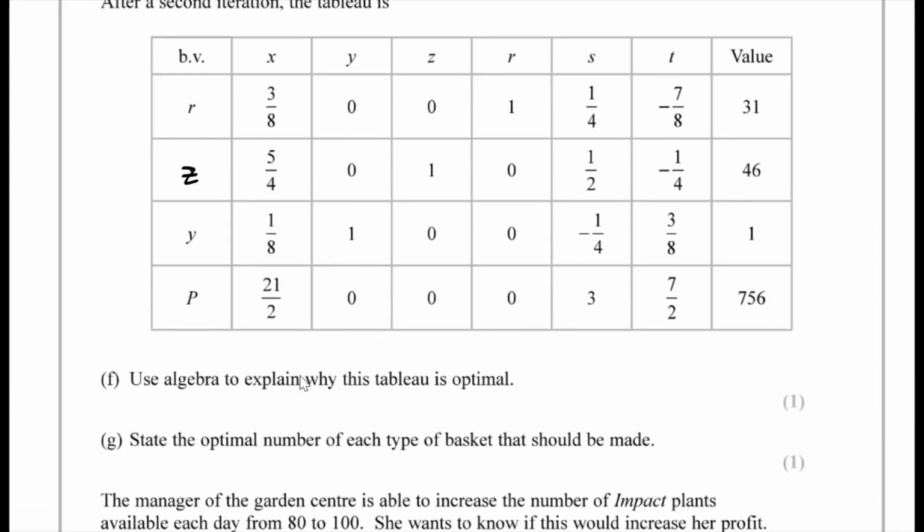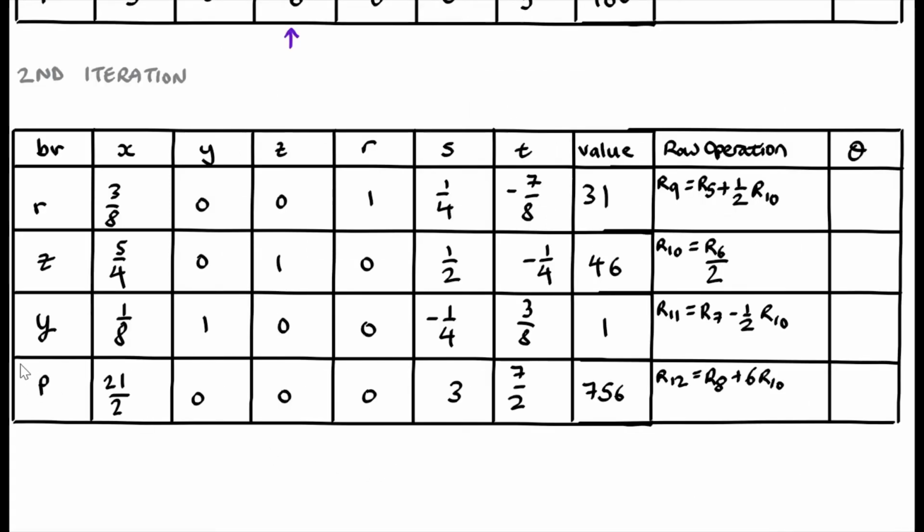So for part F of the question, we have to use algebra to explain why this table is optimal. We have the following reason. If you take a look at P, the objective function, we have 21 over 2x, and then we have 0y, 0z, and 0r. And then we have a bit of slack as well, we have 3s and 7 over 2t. And all this is equal to 756.